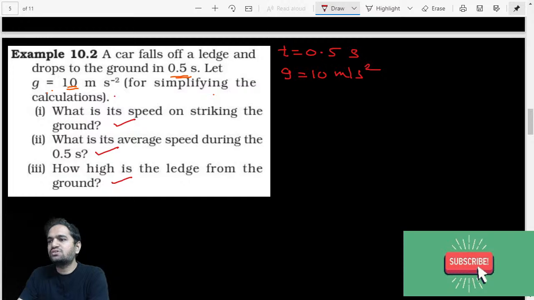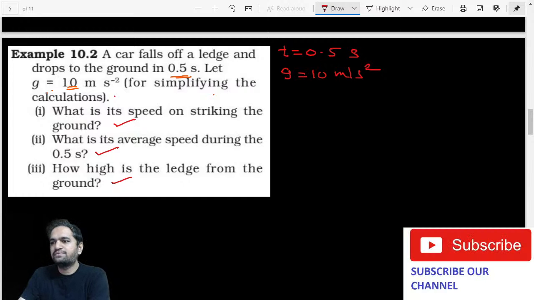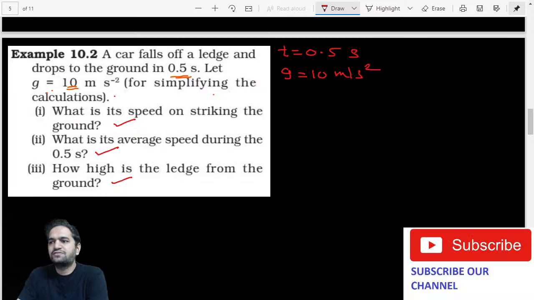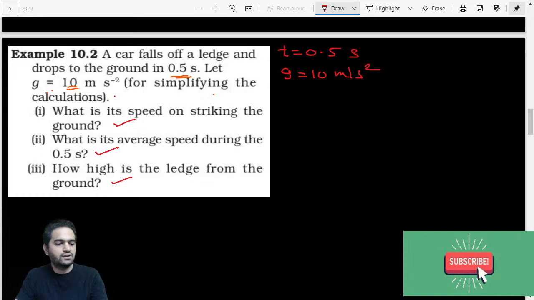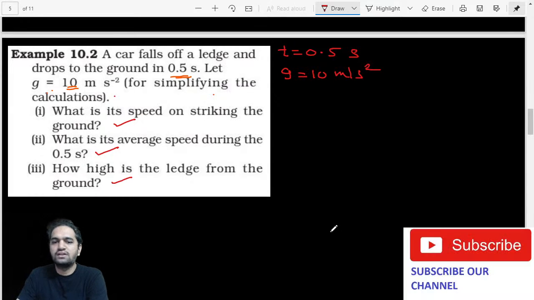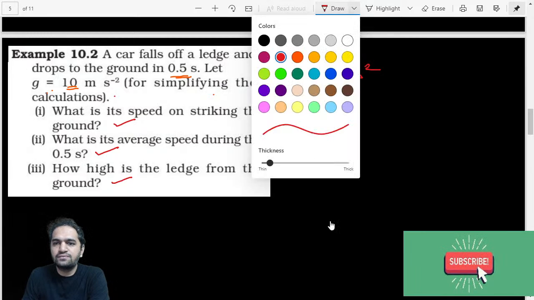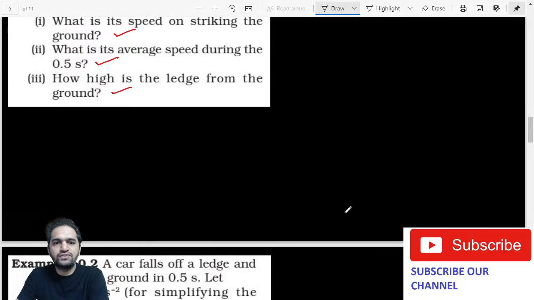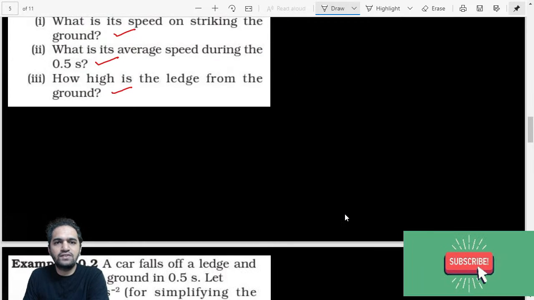So have you understood the question? Can we start solving it so that it will become easier for you? Okay, so let us do that. For finding that out, first let us imagine the situation, and then we'll try to solve it.